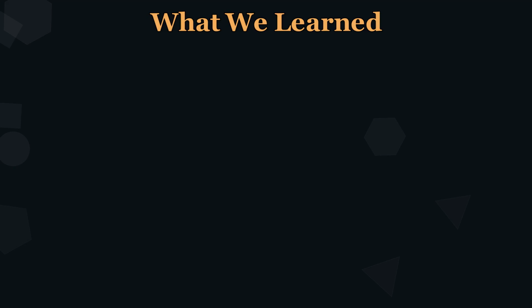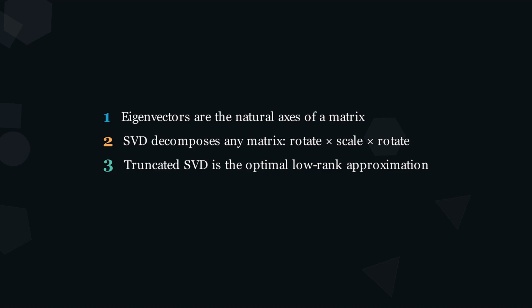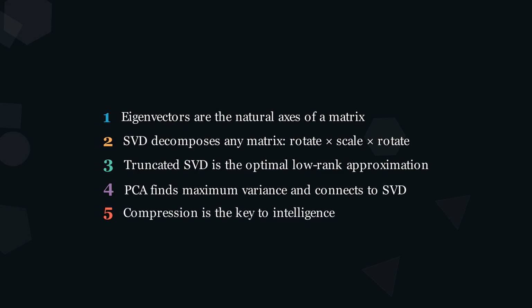Let's bring it all together. First, eigenvectors are the natural axes of a matrix transformation, the directions that don't rotate. Second, SVD decomposes any matrix, square, rectangular, anything, into rotation, scaling, and rotation. Third, truncated SVD gives you the optimal low-rank approximation. The Eckart-Young theorem guarantees it. Fourth, PCA finds the directions of maximum variance, and it's computed through SVD. And fifth, from image compression to Netflix recommendations to LoRA, compression is the key to intelligence.